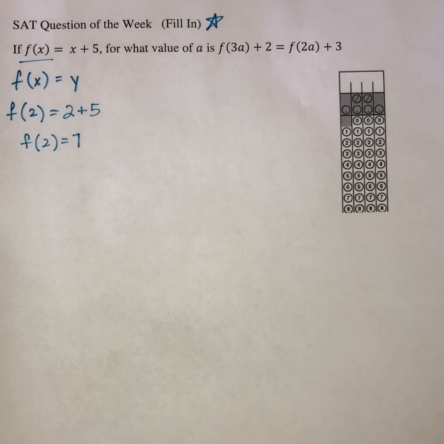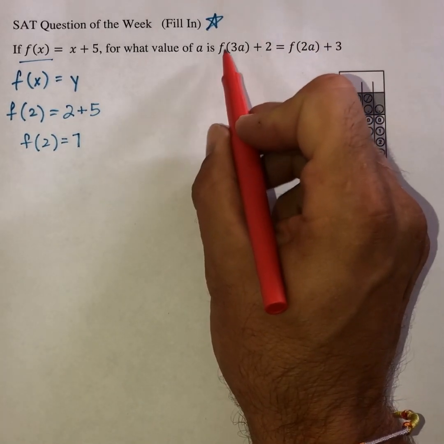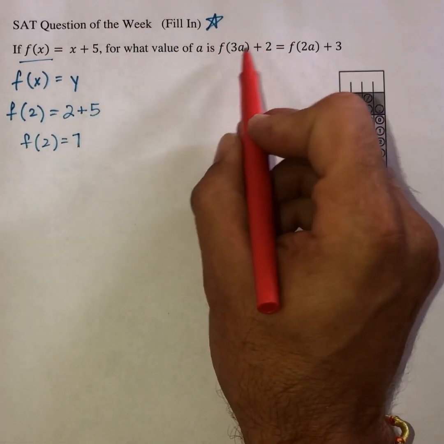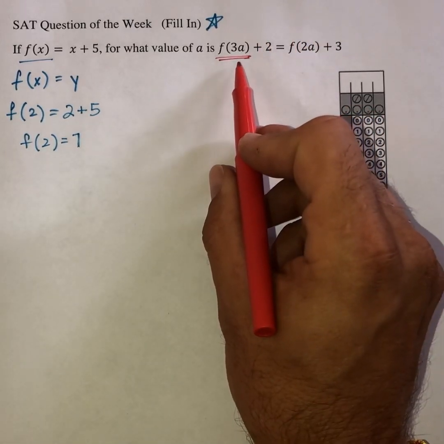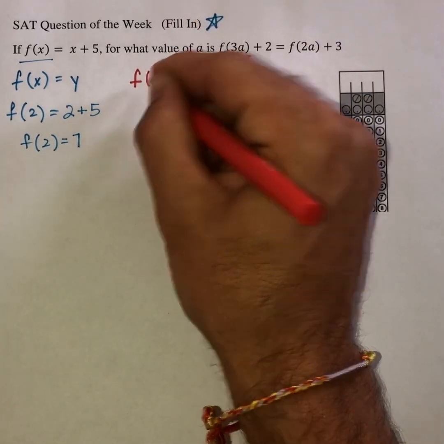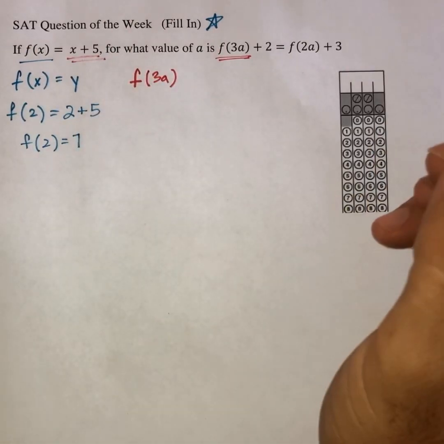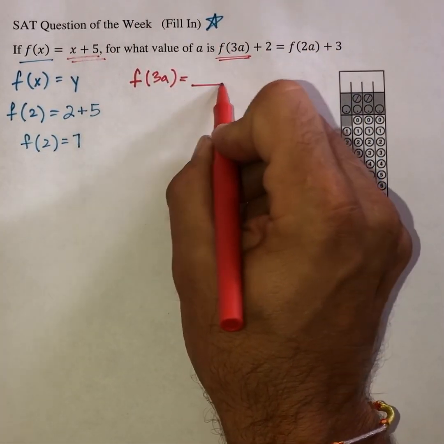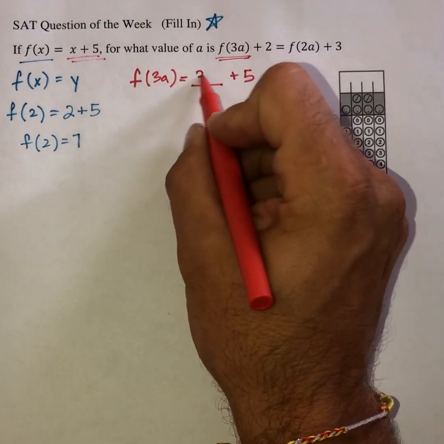So let's take a look at what this question is presenting here. It's asking, if f of x is x plus 5, what is the value of a? So if f of 3a, we need to find out what f of 3a represents. Well, remember your 3a is your x for this question. This is the function we're working with. So essentially this 3a is going to go in for your x.